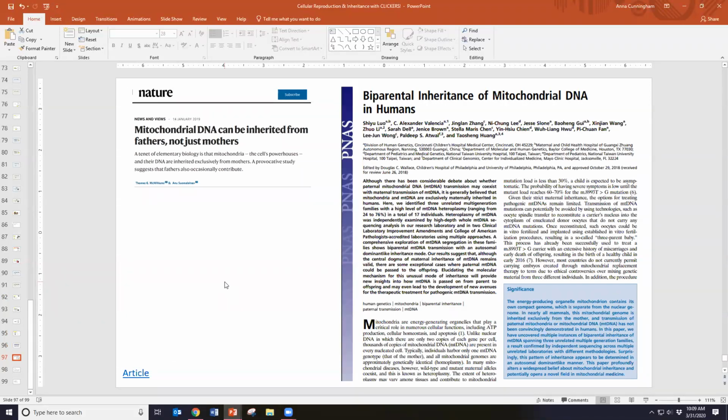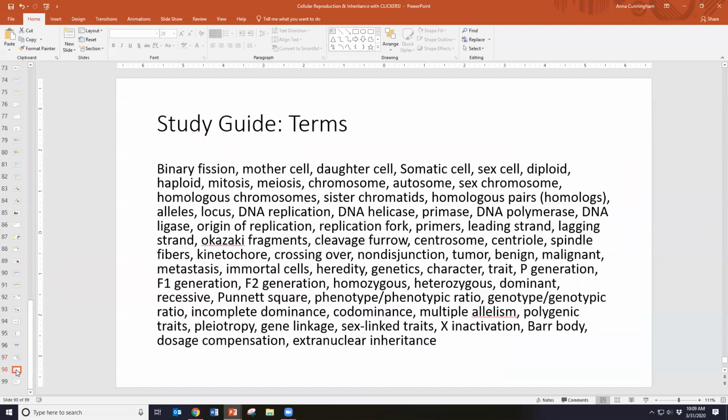I need to read this. This paper was a little bit, I'm not really sure, but that's sort of preliminary data. And then there is your study guide.